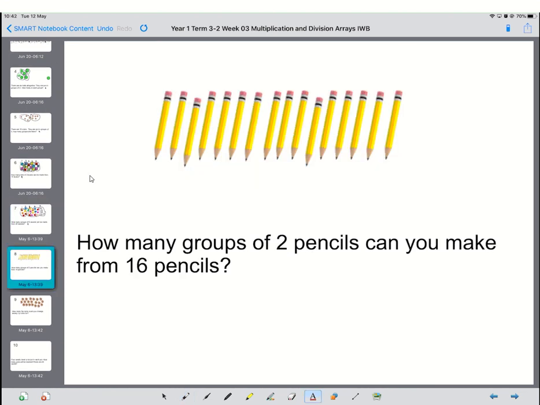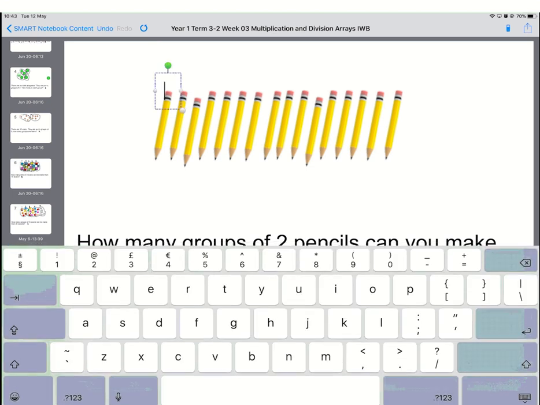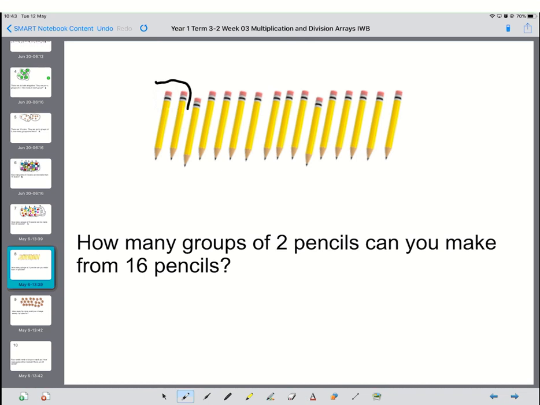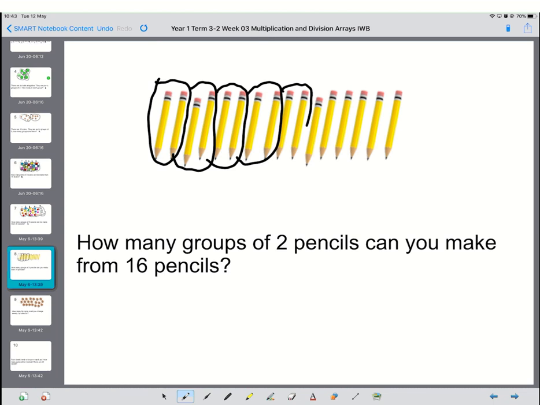Okay, so the next one is how many sets of 2 pencils can you make from 16 pencils? Okay, so let's group them into 2s. So there's 2. There's another 2. There's another 2. There's another 2. There's another 2. There's another 2. There's another 2. And there's the last set of 2.